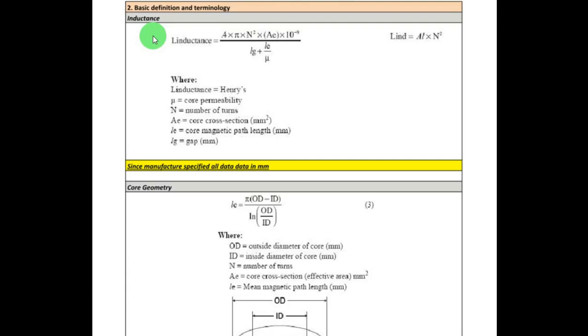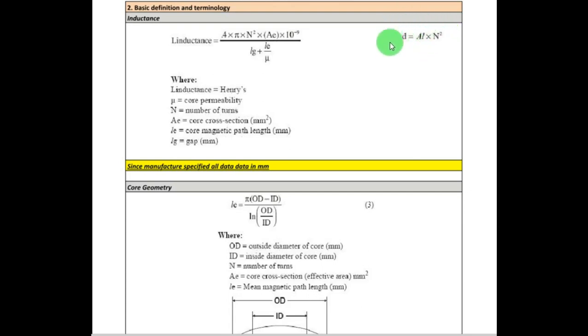To calculate the inductance, you have two formulas. One is L, inductance, equals 4 pi times N squared times the effective area, times 10 to the power minus 9, divided by LG plus LE over mu. Here mu is core permeability, N is the number of turns, A is the cross-sectional area of the core, LE is the core magnetic path length, and LG is the air gap. The other formula: if you know the AL value of the core, and you know the number of primary turns, you can directly calculate the inductance value.